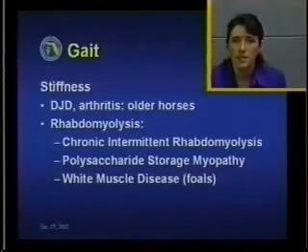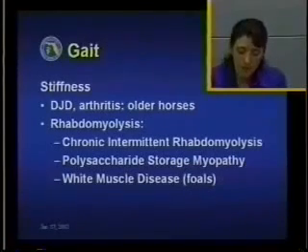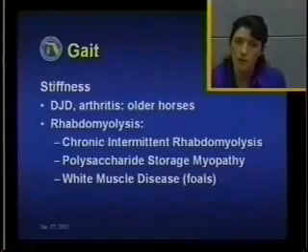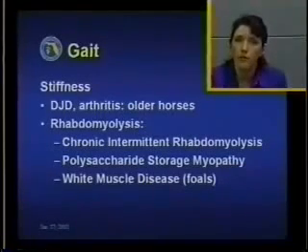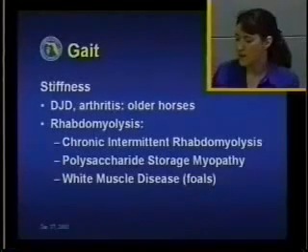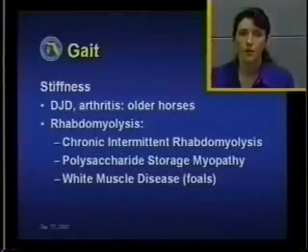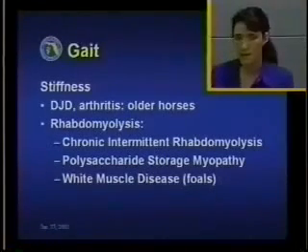The treatment for this disease is a change in the diet where you reduce the accumulation of glycogen in the diet and replace it by fat as a source of energy. White muscle disease, which is observed in foals, is the result of a deficit in vitamin E and selenium in mares and can be fairly well treated with the administration of vitamin E and selenium.